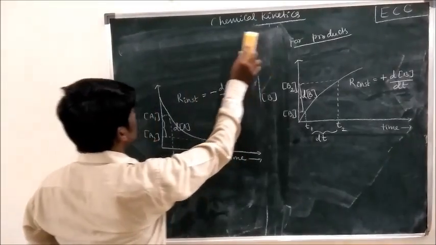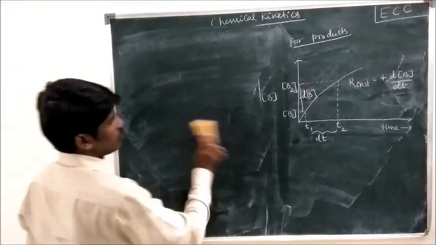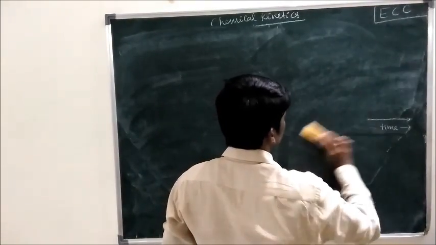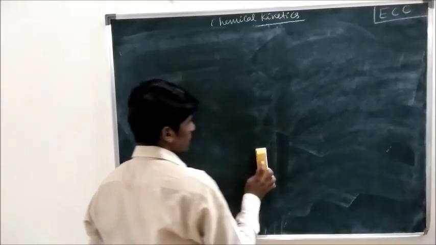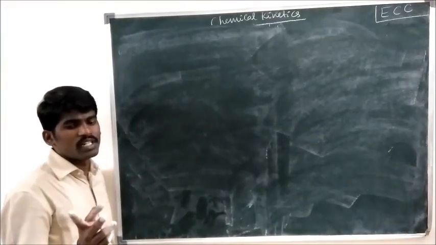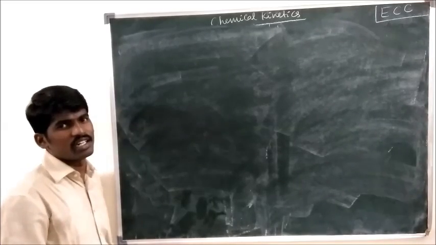So far we have discussed what is rate of reaction. Based on rate of reactions, there are three types of chemical reactions: fast, slow as well as moderate reactions. And there are two types of rates of reactions: the first is average rate of reaction, the second type is instantaneous rate of reaction.